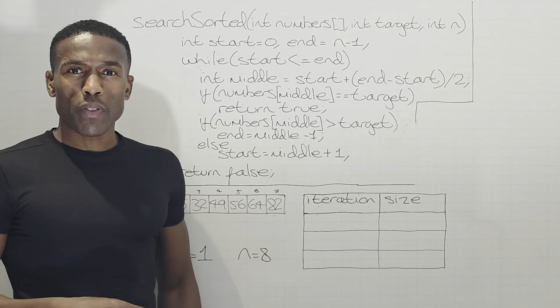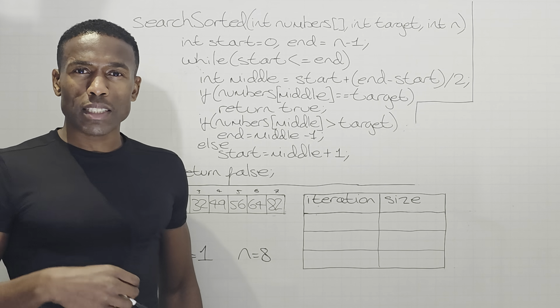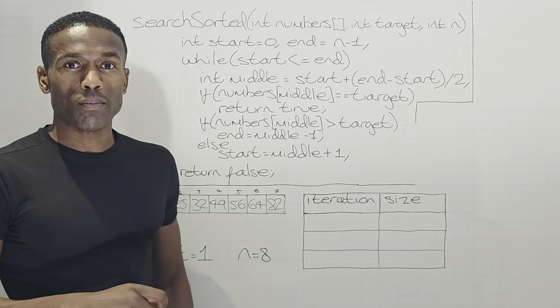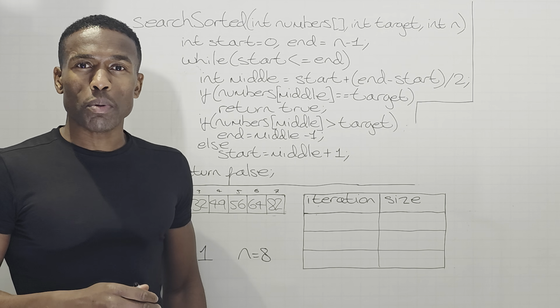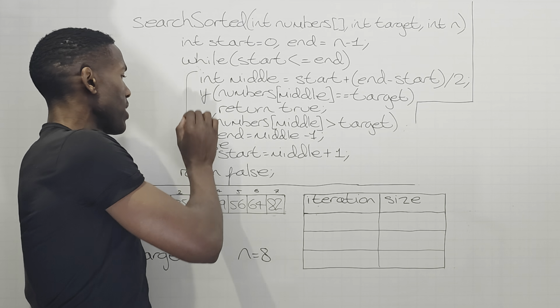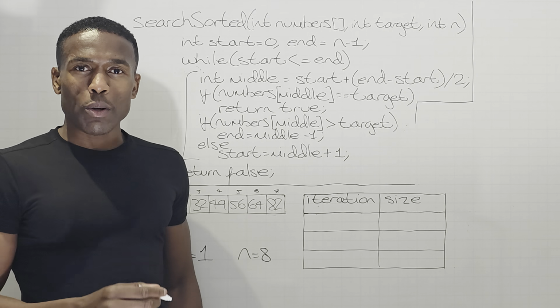Well, to begin with, we declare 2 variables, start and end, which point to the beginning and the end of our search space respectively. We then encounter a loop. Now, the code here within the loop will execute while start is less than or equal to the end.